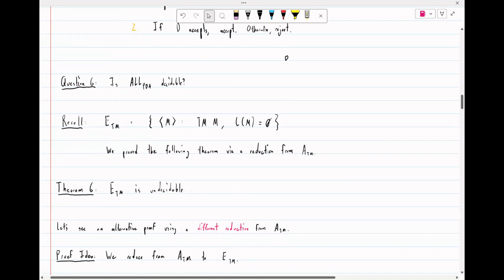So we're still giving a reduction in this alternate proof from ATM to ETM. And that's how we're going to get the undecidability of ETM here. But even though it's the reduction from the same problem to the same problem, the actual reduction itself is going to be very different. Okay? So let's talk at a high level about what the proof idea for this reduction is going to be. Okay?